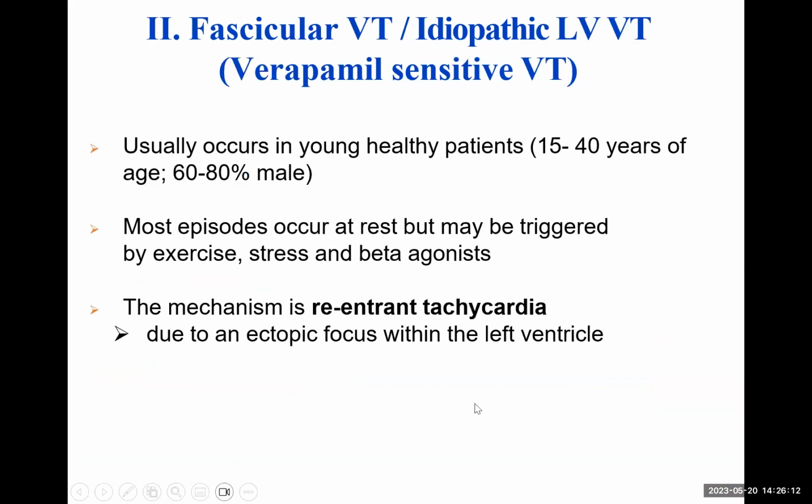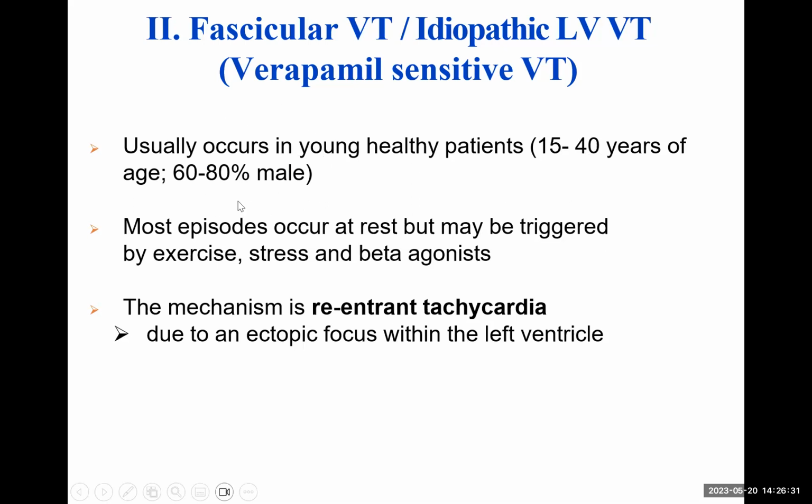The second category, which is the fascicular VTAC or idiopathic left ventricular VTAC, the other name is verapamil sensitive VTAC. So adenosine sensitive is the right ventricular outflow tract. Verapamil sensitive is the fascicular VT. Again, typically happens in young individuals between the age of 15 to 40 years.